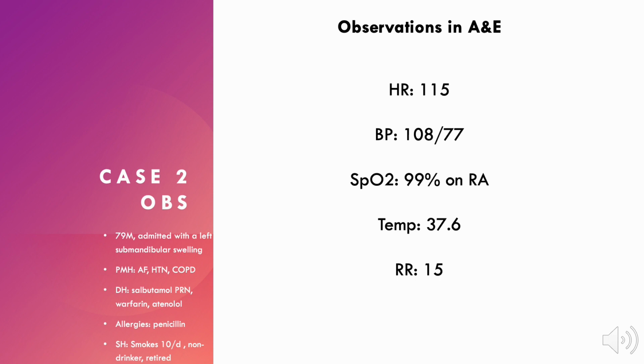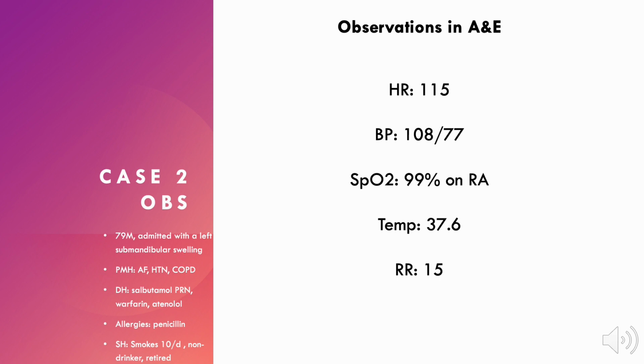So you want to know their observations. Their heart rate is 115, BP 108/77, SATs 99% on room air, temp 37.6 and respiratory rate 15. So what are you guys thinking of these obs so far? Hopefully you've picked up that their heart rate is quite fast, they're quite tachycardic, and they are quite hypotensive as well, especially knowing that they have a history of hypertension. 108 is fairly low for them. Now, what could be causing this?